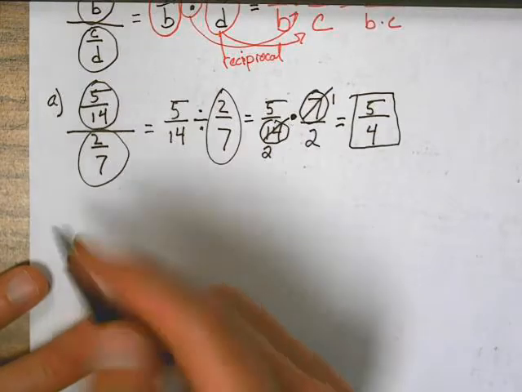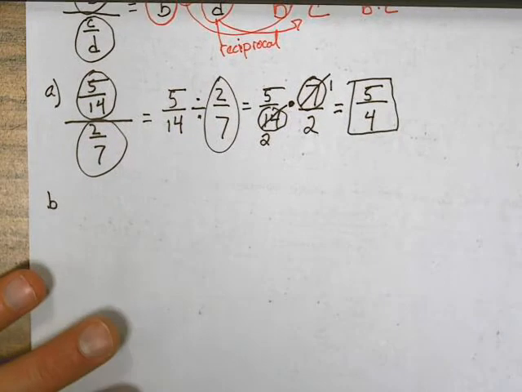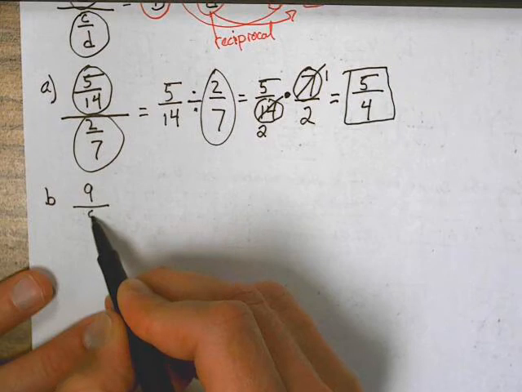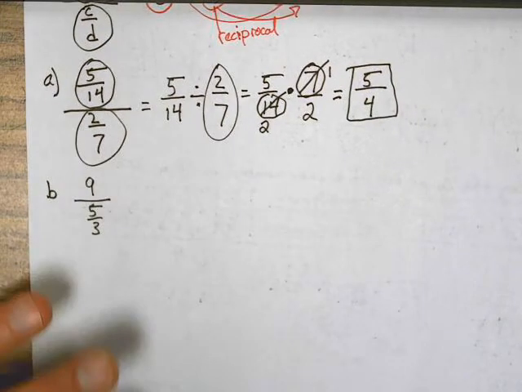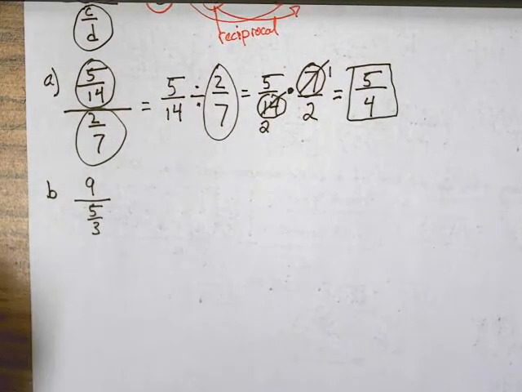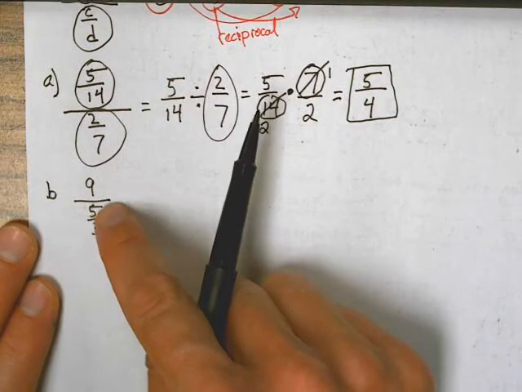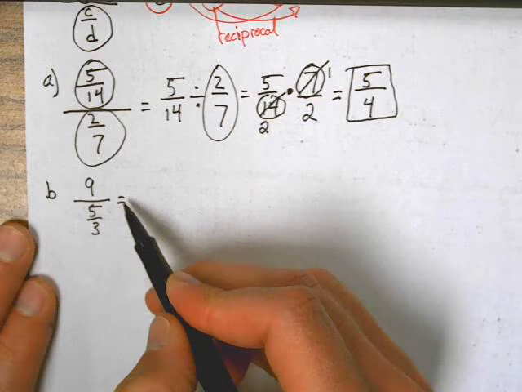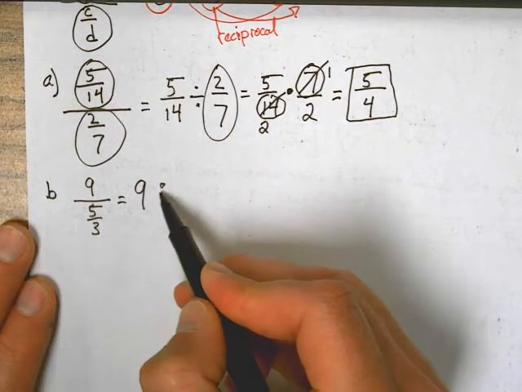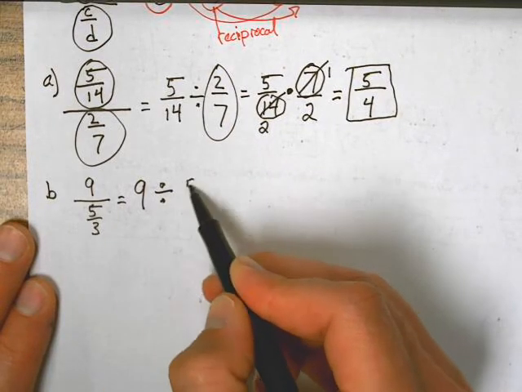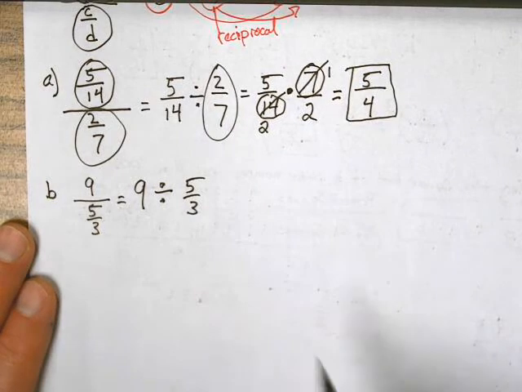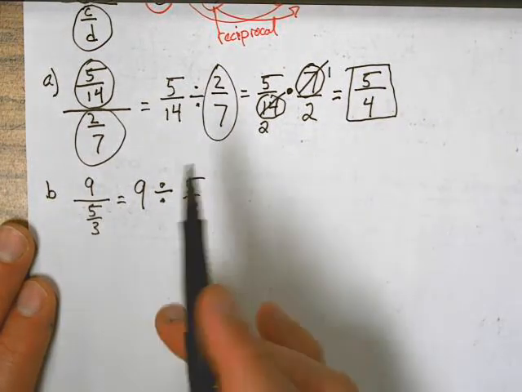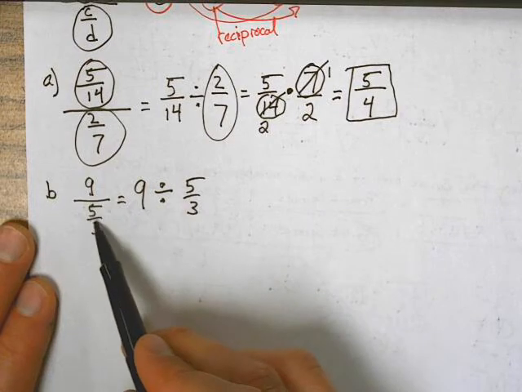Let's look at B. Give you another guy here. Let's say I have 9 over 5/3. Now you might think here, this is weird because it's not a fraction over a fraction. It's just a number divided by a fraction. Well, no big deal. This is the same as 9 divided by the fraction 5/3. Again, every time I write the problem with the division sign, I don't flip anything, right? It's just the top number divided by the bottom number.